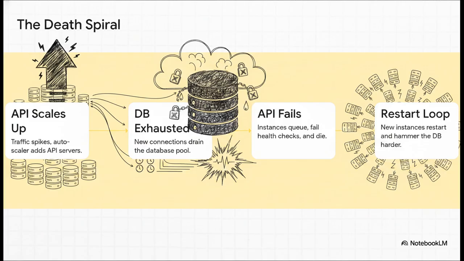So what happens next? Your API instances start queuing, their health checks fail, your load balancer kills them off and spins up new ones, and those new instances immediately hammer the already exhausted database even harder. By infinitely scaling the stateless tier, you didn't solve the bottleneck. Actually, scratch that, you literally weaponized it.